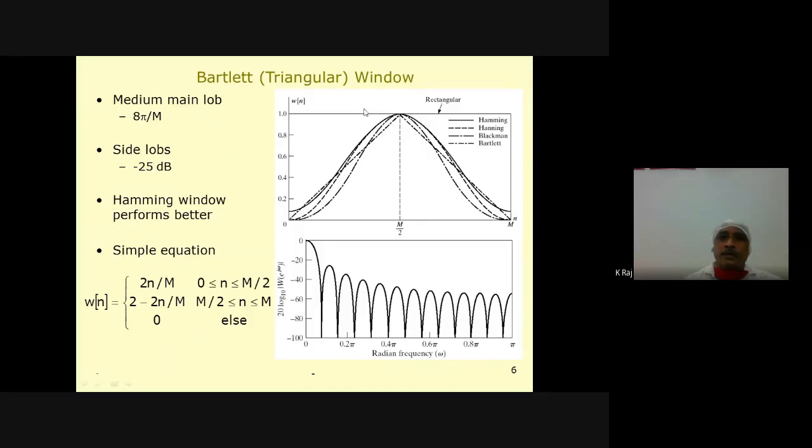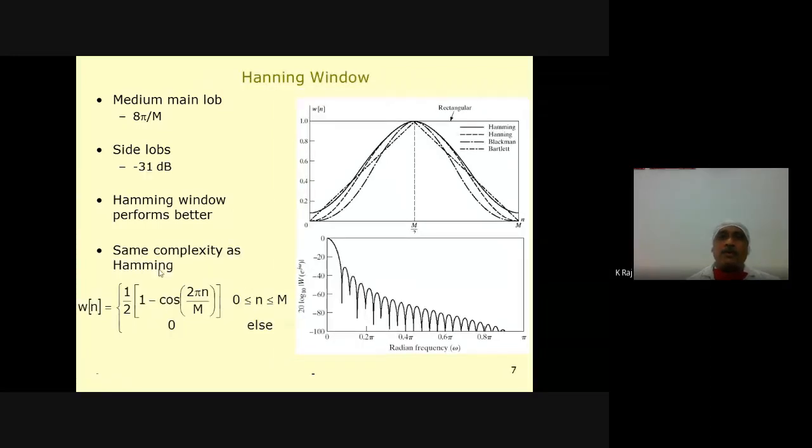Now it again compares here the Bartlett window with these windows. If we consider the Bartlett window, then the main lobe width is 8 pi by M, and the side lobe is minus 25 dB. The Hanning window performs better in comparison with the Bartlett window, and the simple equation is given for this window. Similarly, if we come to the Hanning window, then the main lobe is again 8 pi by M, and the side lobe is minus 31 dB.